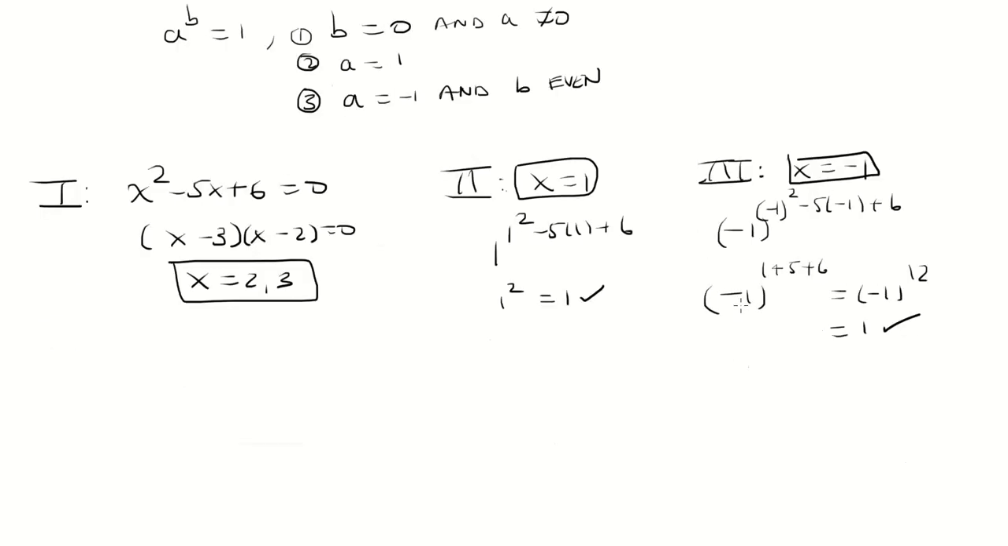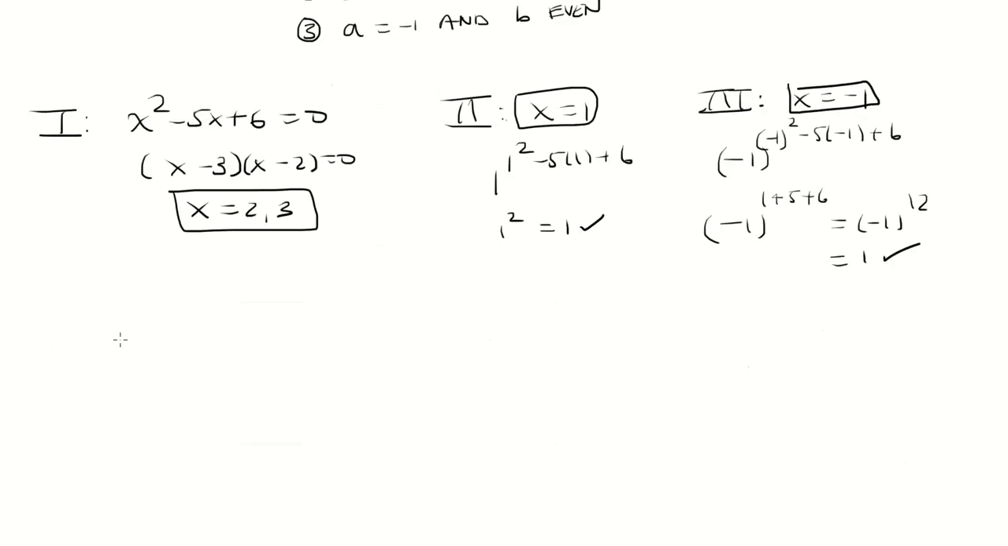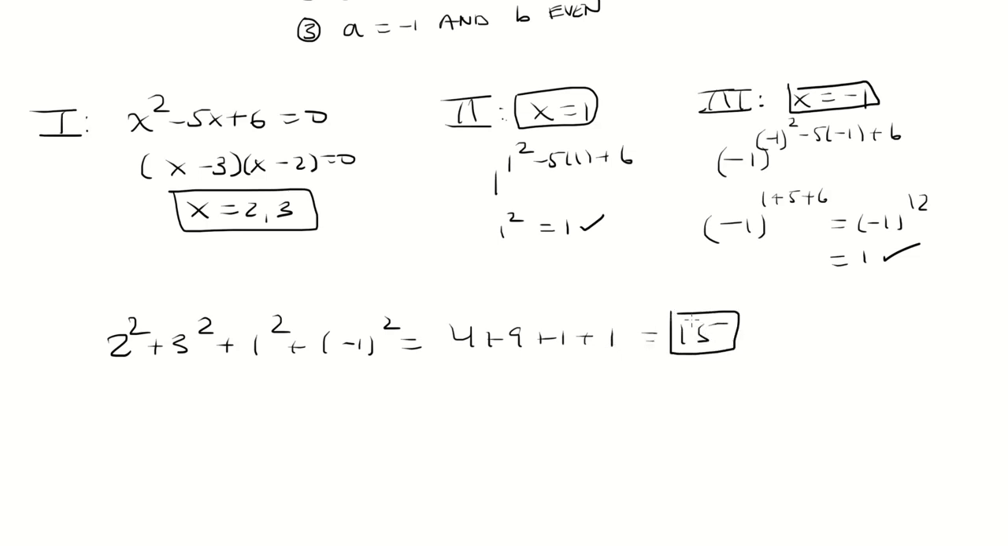So these are the 4 solutions, but we want to find the sum of the squares of these guys. So just go in order. We have 2 squared plus 3 squared plus 1 squared plus negative 1 squared. So that's 4 plus 9 plus 1 plus 1. That's going to equal 15. And that's our final answer.